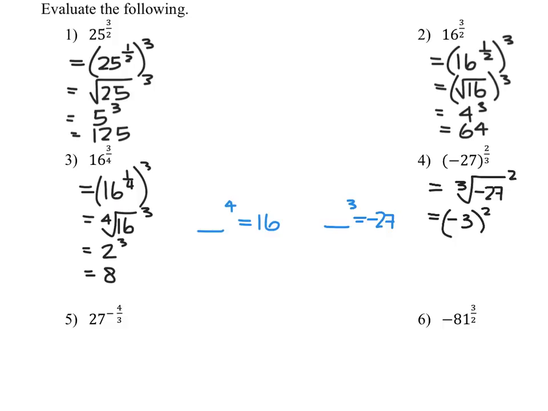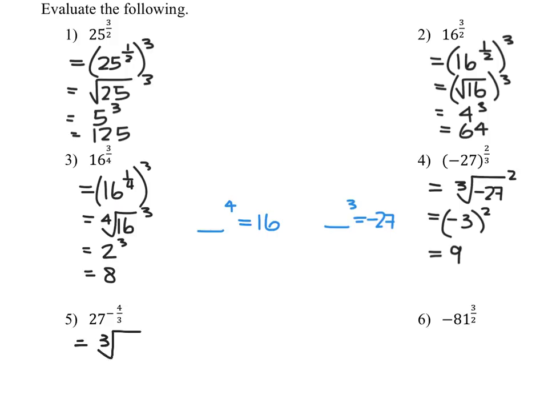Very, very important. It has to be negative 3 in brackets, because negative 3 in brackets squared is going to give us the answer of positive 9, whereas if there were no brackets, then the answer would be negative 9. So especially when it comes to working with exponents, those brackets are so crucial. Okay, all right, next example.